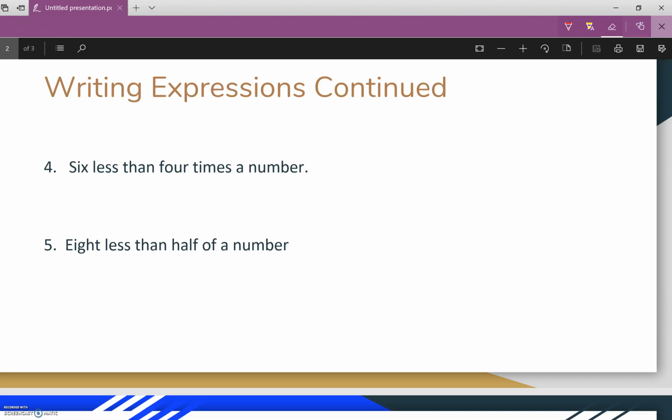Alright, here are your last two. Write these expressions. Number 4 says 6 less than 4 times a number, and number 5 is 8 less than half of a number. So go ahead and hit pause and try these two. Hit play to see if you got them right. 6 less than 4 times a number. So again, we have a number. We're taking 4 times that number, so it's going to be 4x. And then we want 6 less than that. So 4x minus 6 is going to be the correct expression.